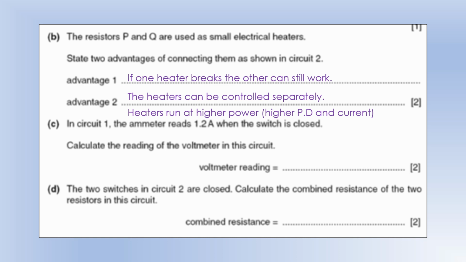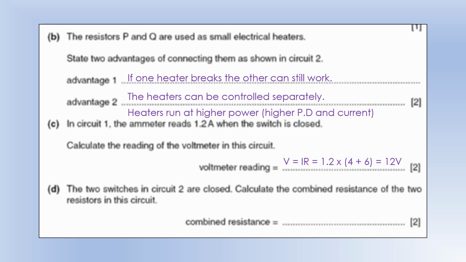So that seems good. So the ammeter reads 1.2 in circuit 1. Calculate the reading on the voltmeter in the circuit. So essentially we need to add together the potential differences across the two resistors. So that's what I've done, times up by the current, and then we get our potential difference.